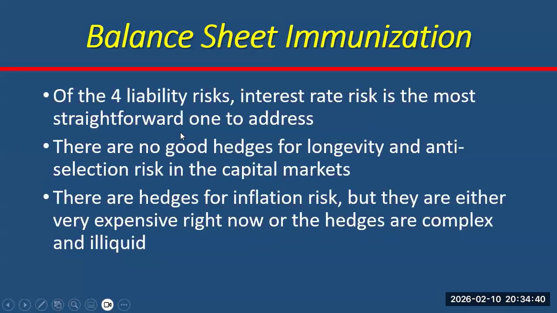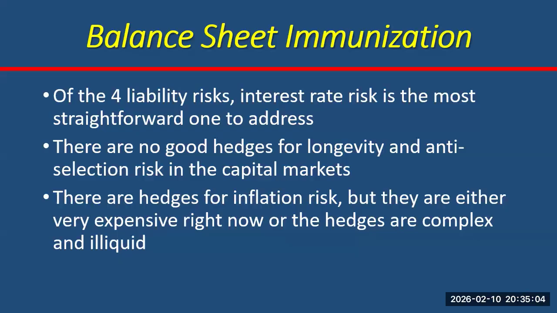Look at those four: liability risk, interest rate risk. Anybody remember the four of them? The ALM risk. What was the first one? Longevity risk, anti-selection, inflation, interest rates. Of those, interest rates are the easiest to manage. That's true for many, many liabilities, as interest rates do tend to dominate.